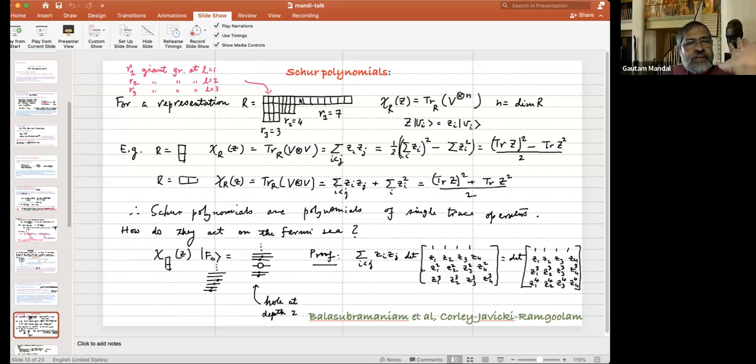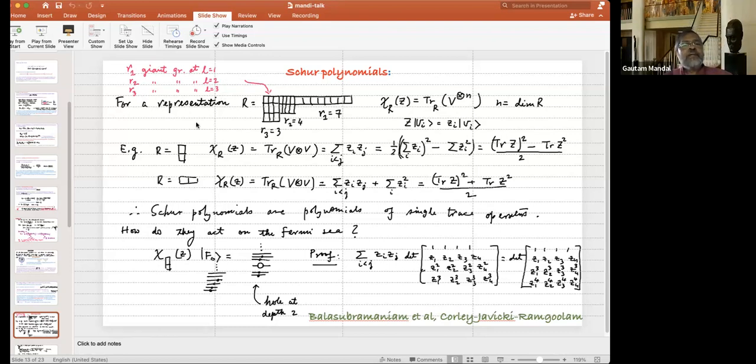So the proposal is that the character of Z in this representation gives you the operator which represents the following collection of giant gravitons, namely R1 giant gravitons at angular momentum 1, R2 giant gravitons at angular momentum 2, R3 giant gravitons at angular momentum 3. So in this example, the numbers are respectively 7, 4, and 3.